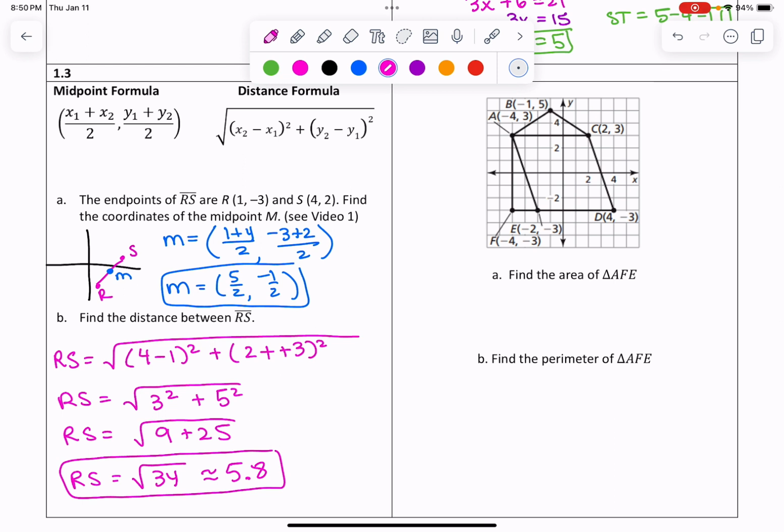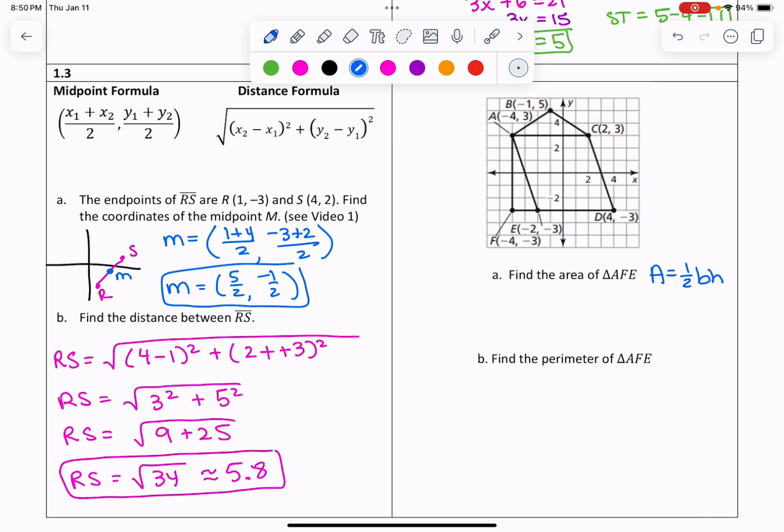In our next picture, we want to find the area of triangle AFE and its perimeter. Well, looking at triangle AFE, we can see that it's a right triangle. And so I can have my height, which I can count, and my base, which I can count, and I can easily find the area. We know that the area of a triangle is 1/2 base times height.